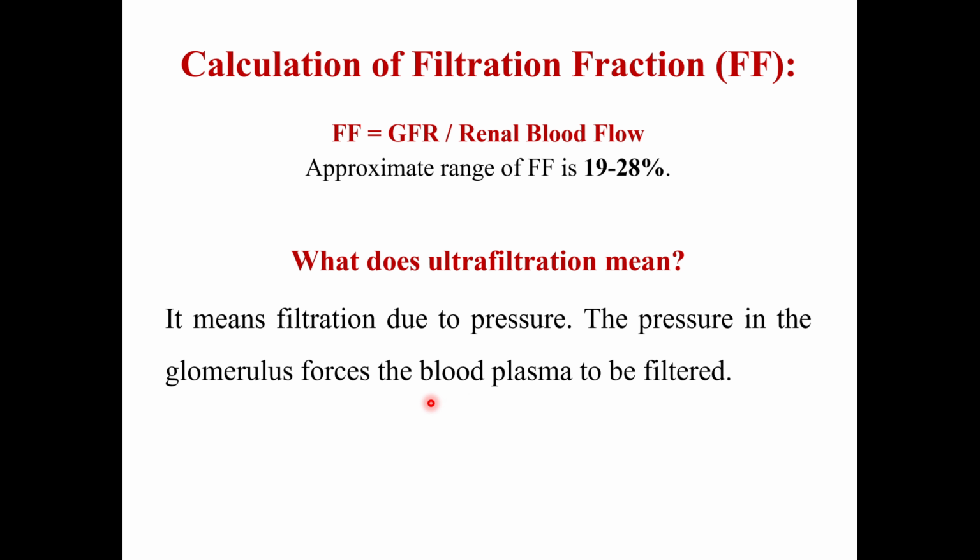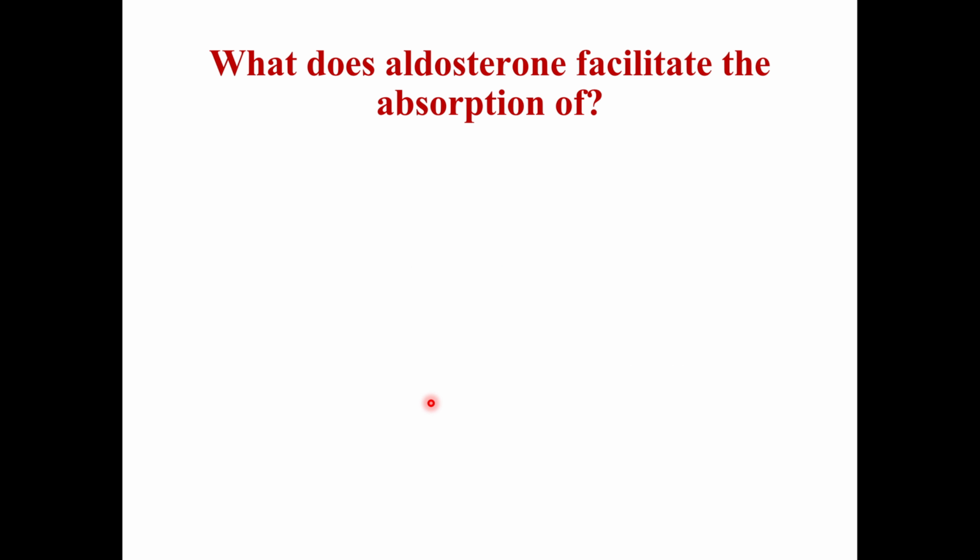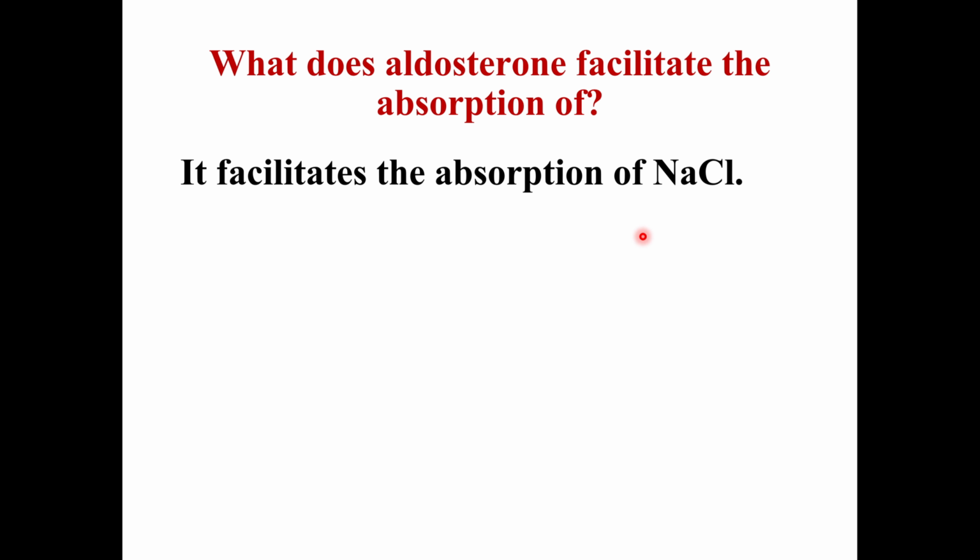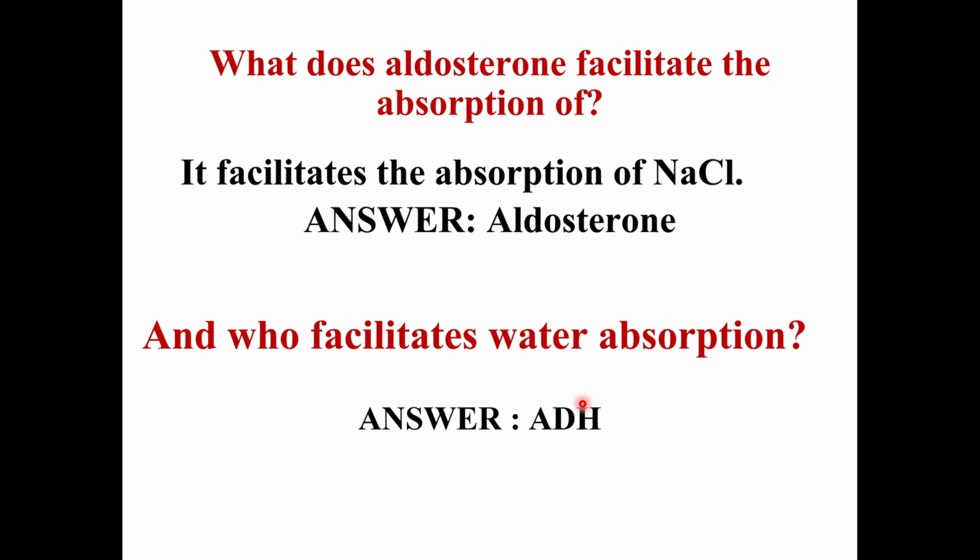As I told you, the function of aldosterone. So what is the function of aldosterone? What does aldosterone facilitate the absorption of? It facilitates the absorption of NaCl. Who facilitates the absorption of NaCl? Aldosterone. And who facilitates the water absorption? Again, the answer is ADH, antidiuretic hormone.